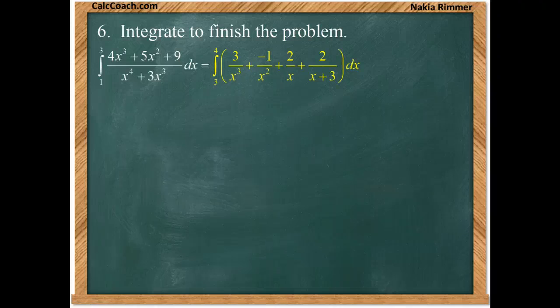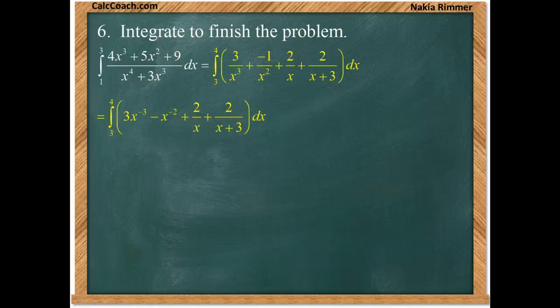All right, now, how do you integrate 3 over x cubed? It's not a natural log. You need to treat it as 3x to the negative 3. Same thing for x squared in the denominator. Treat it as x to the negative 2. Now for the others, though, those are just logs because they're to the first power. So 2 over x stays as 2 over x. 2 over x plus 2 stays as 2 over x plus 2. And now we're ready to integrate.